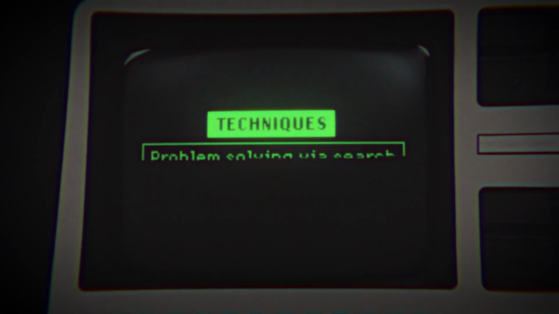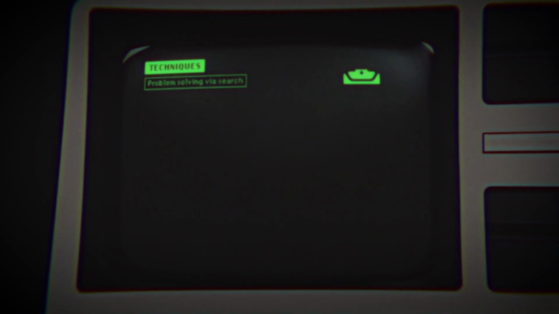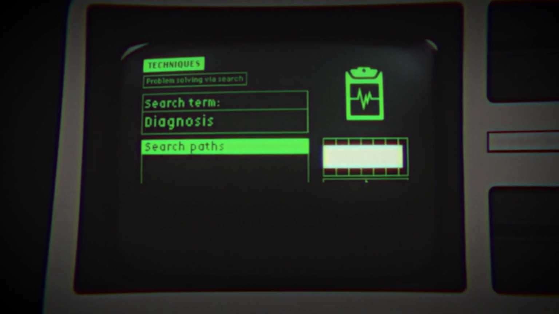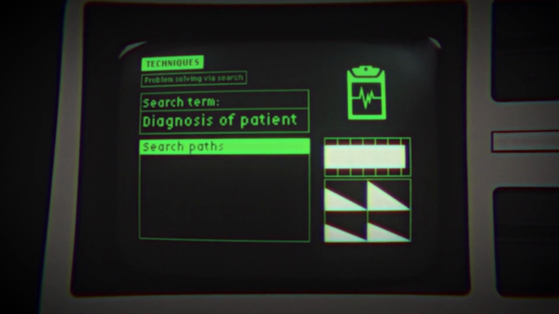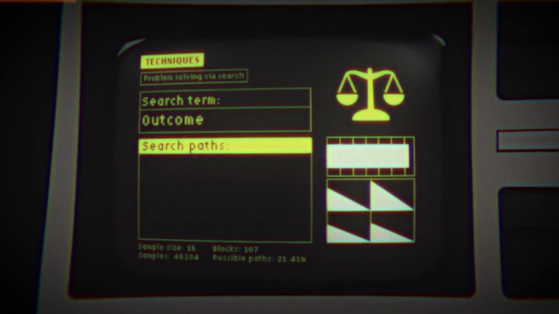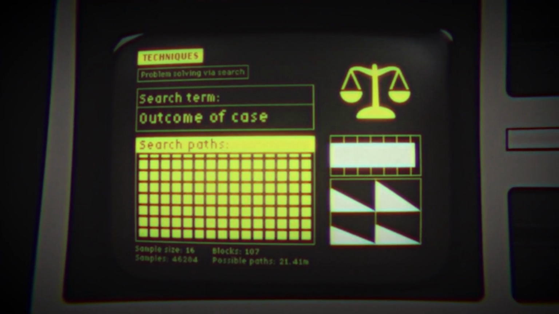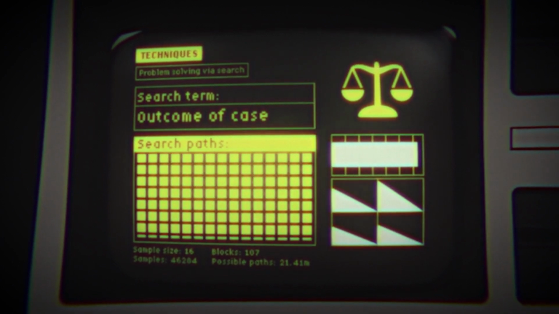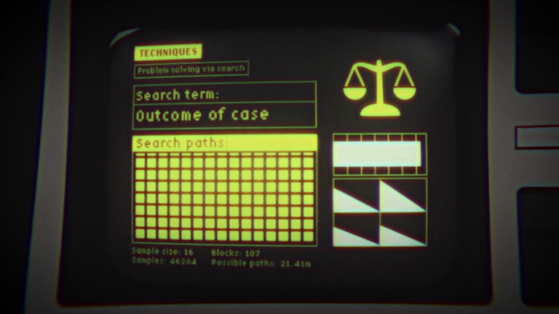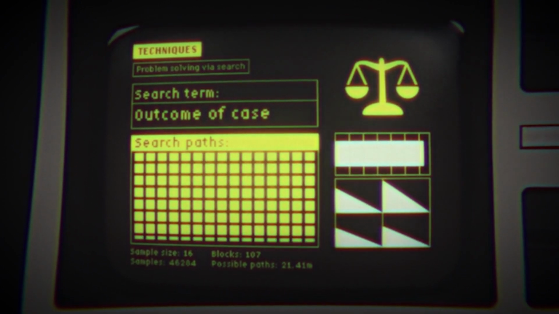One of the key early topics that people worked on in AI was problem solving via search. In a medical example, it might be diagnosis of a patient. In a legal example, it might be what should be the outcome of this case. Quite often when solving these problems, there's a space of possible options that have to be searched, and each path has to be searched in order to find a particular goal state.